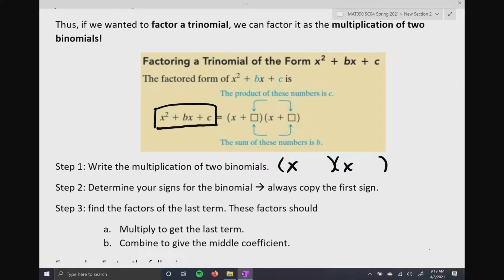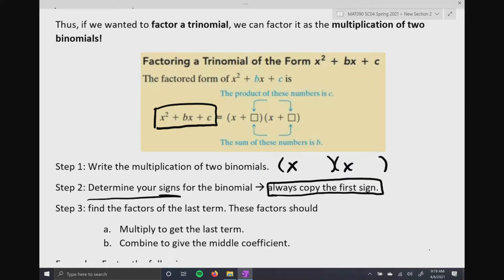The second thing is I want you to determine your signs. Notice it's plural, which means I want you to determine both signs. More on that later. When we do problems, you'll see it. But I gave you a nice little hint. Always copy the first sign, no matter what it is. If it's a plus, then you're going to write a plus. If it's a minus, you write a minus.